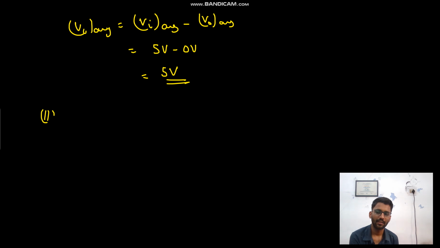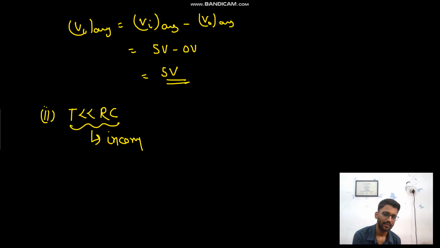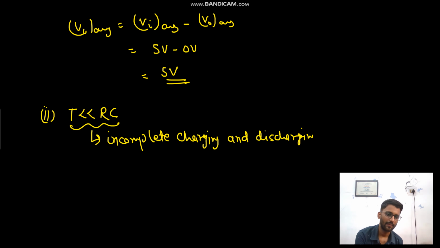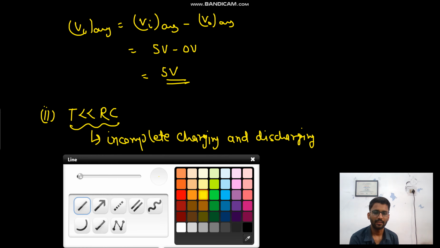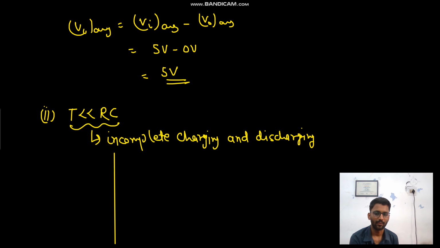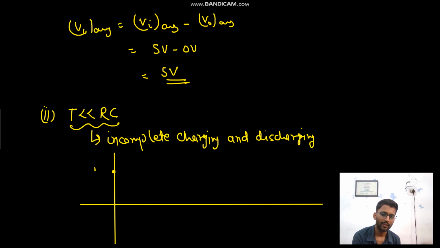Now the second condition, tau is very less than RC. So we have less time window, so here incomplete charging and discharging. In this condition I will directly draw the output waveform now. From 10, it will try to go down, but it can go down to only 8 volts.